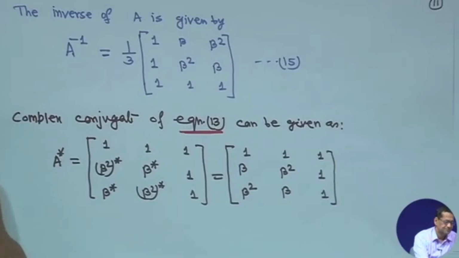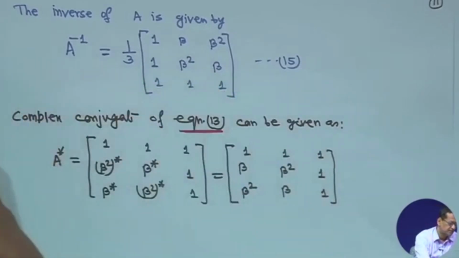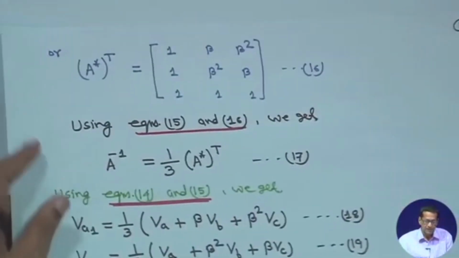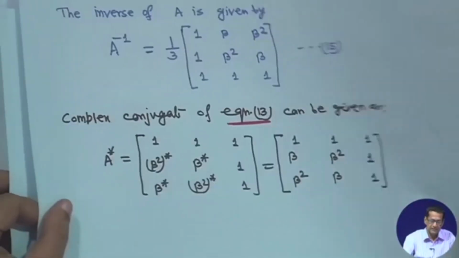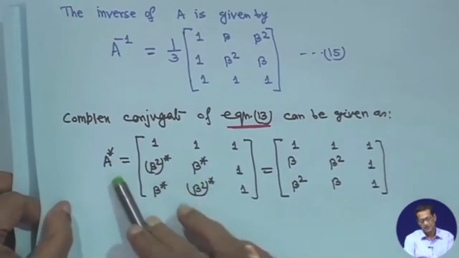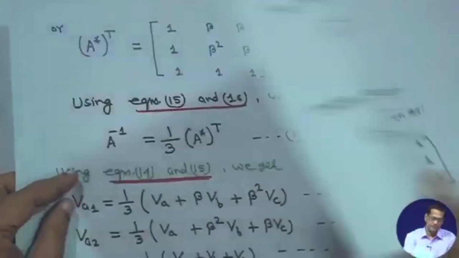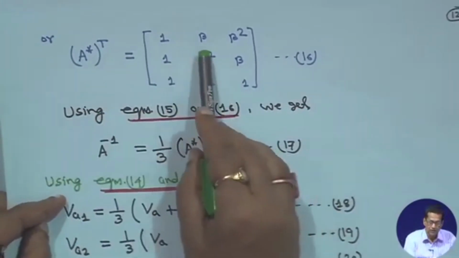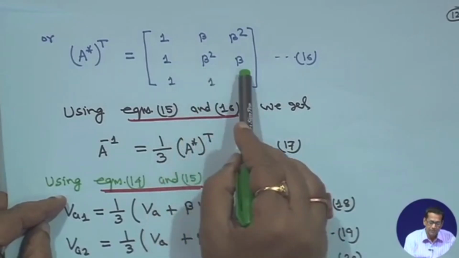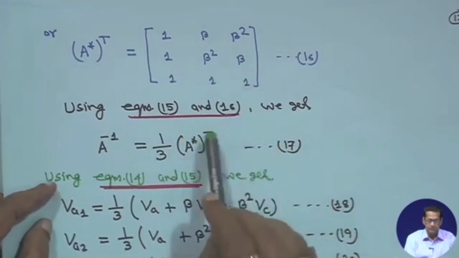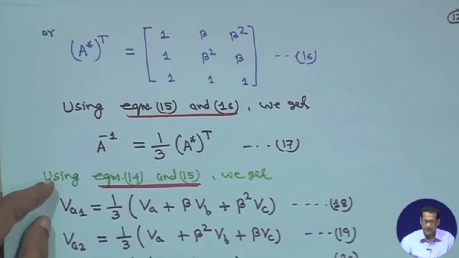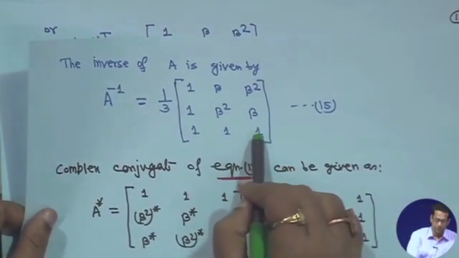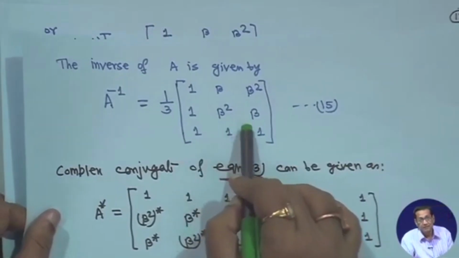After this, this is actually A inverse. You take the transpose of this matrix, that is A conjugate transpose. If you take the transpose of this one, A conjugate transpose is equal to 1 beta beta square, 1 beta square beta, and 1 1 1. So, using equations 15 and 16, this is your A inverse. If you try to find A inverse on your own, it will become like that. This is actually A inverse.